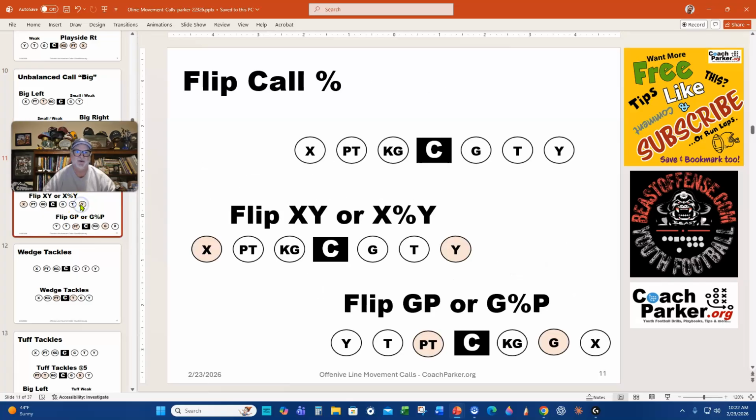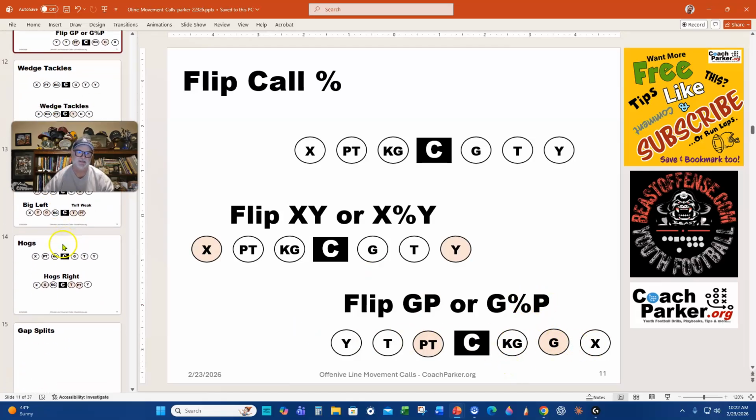A big call that we use is a flip call, or the percentage sign on the wristband. And here is our regular line, but here you can see flip XY, or X percentage sign Y. These guys flip, or you could flip your guard and power tackle, G percentage sign P, and you can see those guys flip there pretty easy.